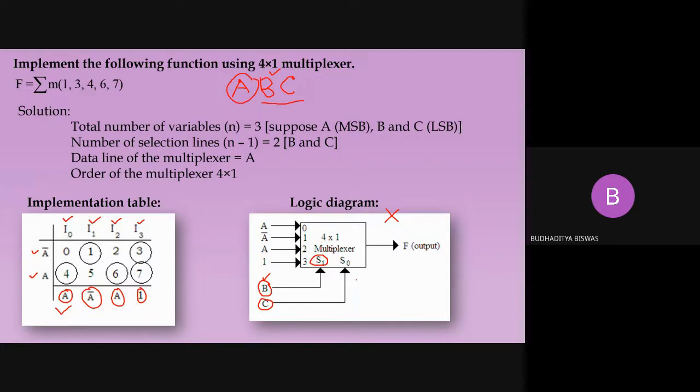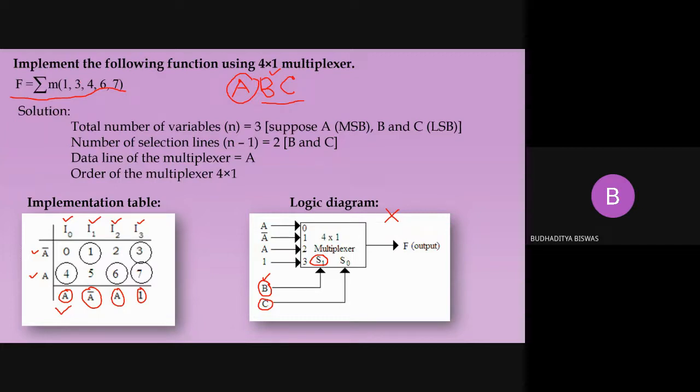Does anybody have any problem understanding how to implement the function using the multiplexer? Yes sir, in the implementation table, how were those circled? Oh, this one. If the minterm is present in the expression, it should be circled. If it is not present in the expression, then it should be left blank.